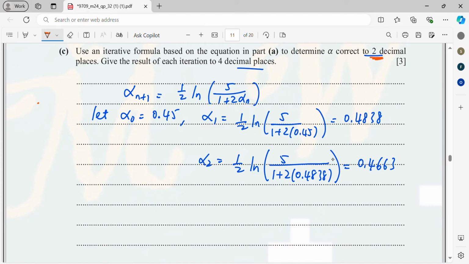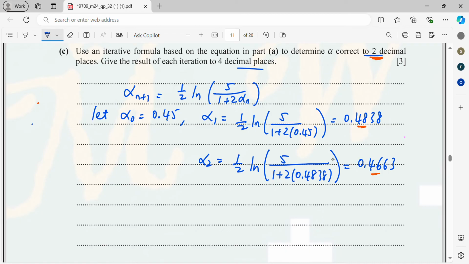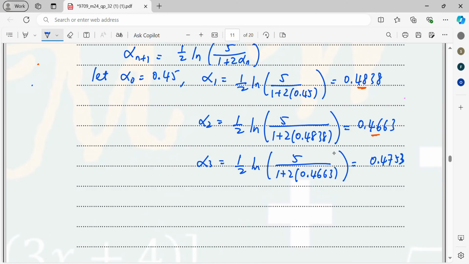Okay, now how do we decide when to stop this iteration? You need 2 decimal places, so you have to get exactly the same 2 decimal places. So that means now we need to continue because we are not getting the same decimal places. Here I have to find alpha 3. So my alpha 3 is half ln of 5 over 1 plus 2 times 0.4663. Then this is going to be 0.4753. Again, I'm getting 0.47, just now 0.46. So continue for one more calculation to check.